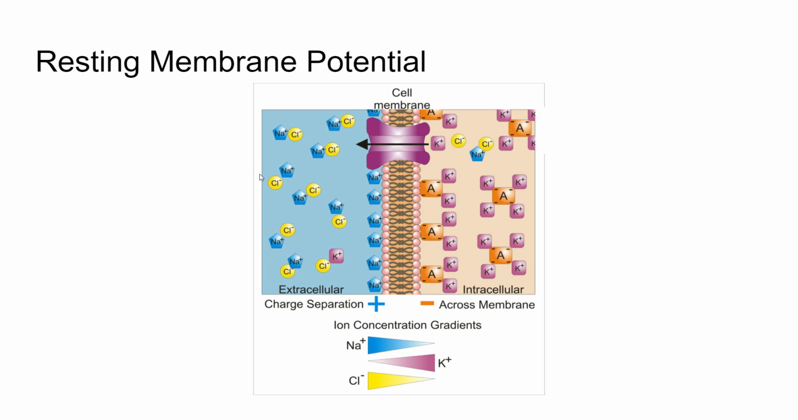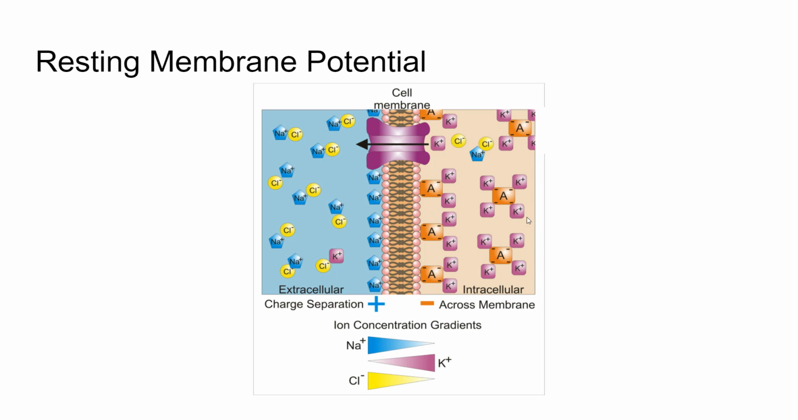Well, here's a cell membrane, and here's the intracellular composition and the extracellular composition, outside of the cell. Let's start at the outside of the cell. On the outside of the cell, you have sodium ions, you have chlorine ions, and you have a little bit of potassium, but not very much potassium at all on the outside. And so we say that the outside of the cell is slightly positive. It has a slightly positive charge to it.